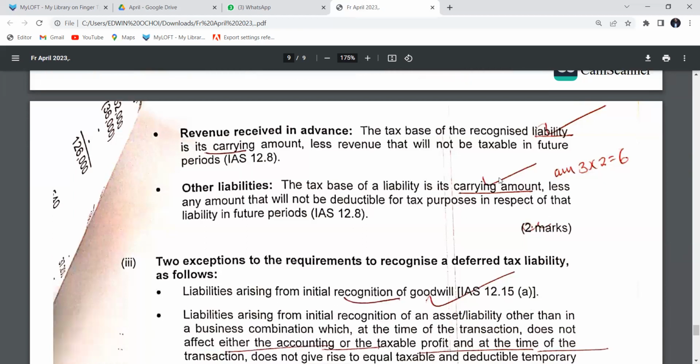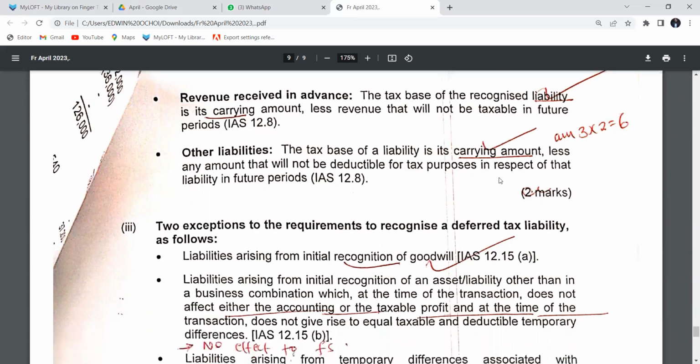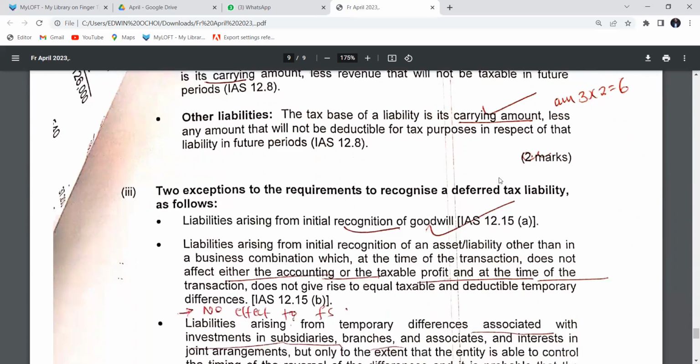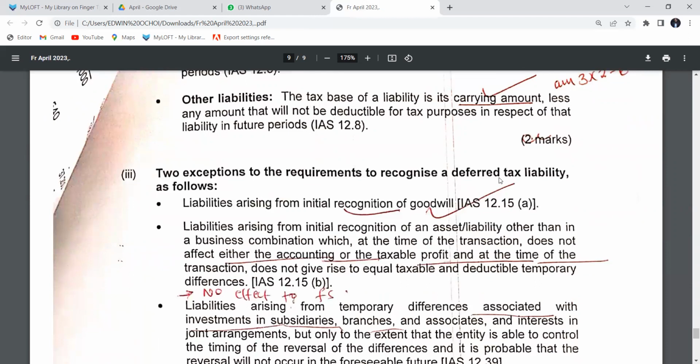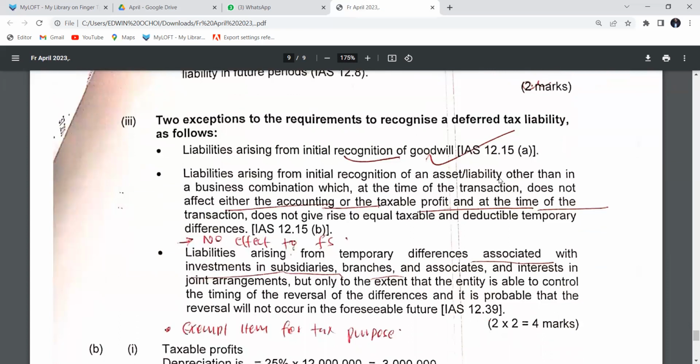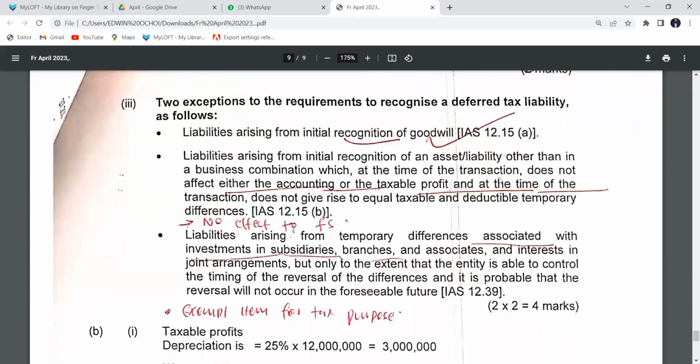Then there are two exemptions to the requirements for the recognition of a deferred tax liability. Liability arising from initial recognition of goodwill, and liability arising from initial recognition of assets or liabilities other than in a business combination, which at the time of the transaction does not affect either the accounting or taxable profit. So for theory, since you have this, you can be able to read in between the lines and interpret more.